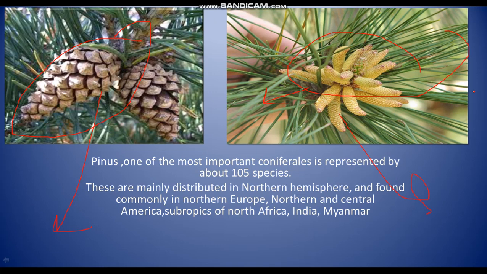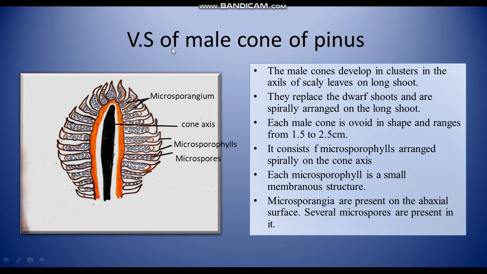Male cone is ovoid in shape. We can understand from this diagram that these are ovoid in shape. The microsporophylls are arranged spirally on the cone axis. See the VS of male cone of Pinus. This is a male cone of Pinus and this is a vertical section of the male cone. How is the arrangement of microsporophylls? Microsporophylls are arranged on this male cone spirally.